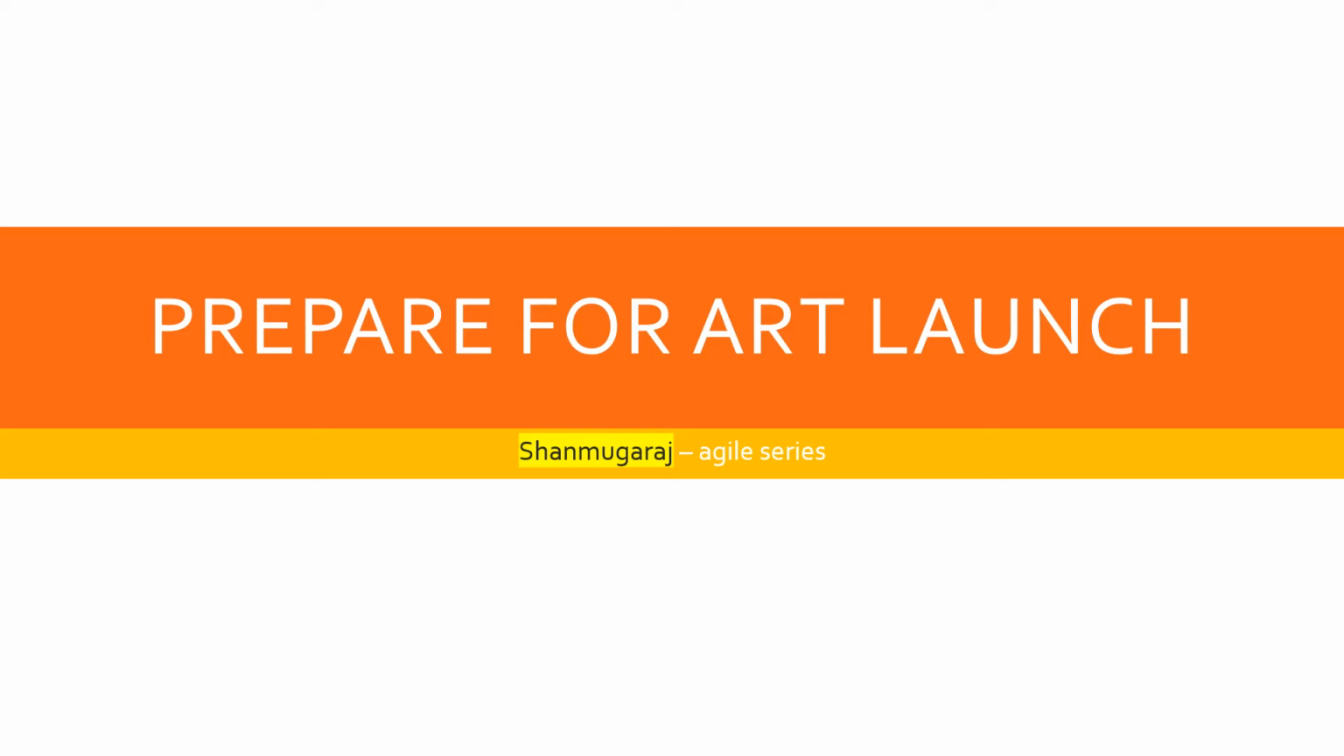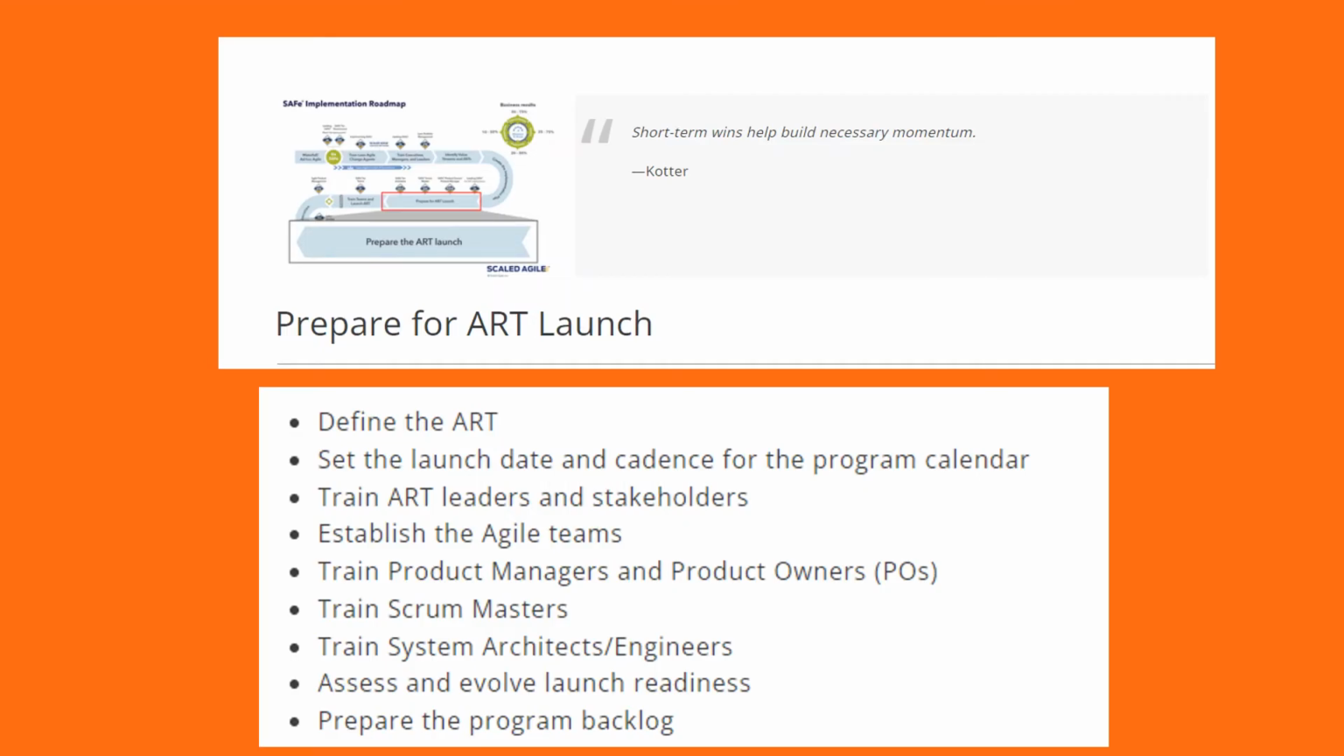In earlier videos I talked about how to reach a tipping point and how to get into a powerful guiding coalition, like training the change agents, training the leaders, charting the way, right? And we also talked about how to identify the value streams and ARTs and how to create an implementation plan. The next step is preparing for ART launch.